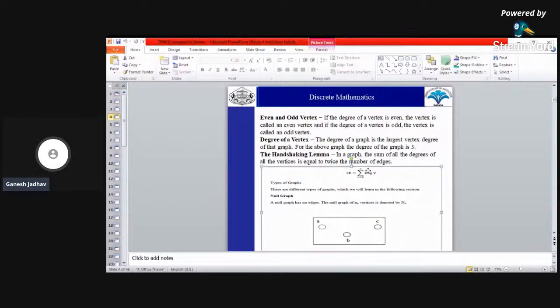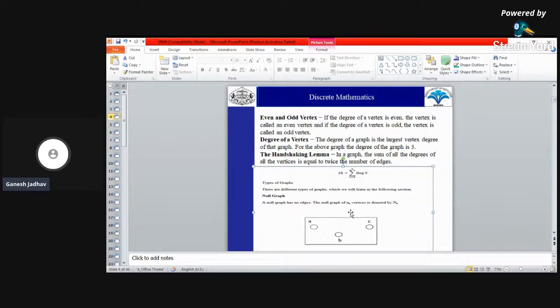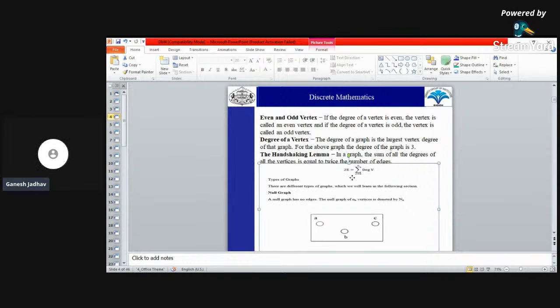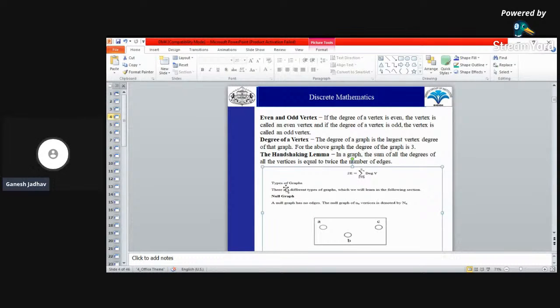This is the handshaking lemma: in a graph, the sum of the degrees of all the vertices is equal to twice the number of the edges. So this is the formula you can use to calculate: the sum of the degrees of all the vertices is equal to twice the number of the edges. Then we see the types of the graph.